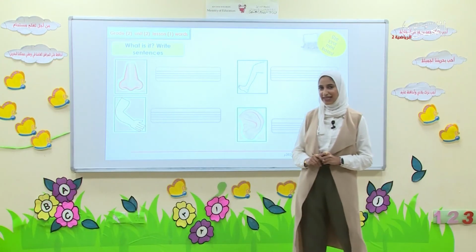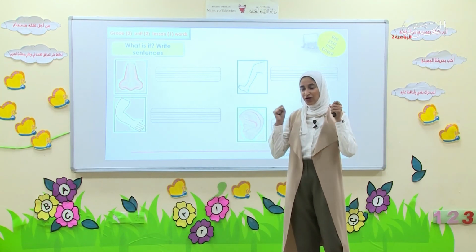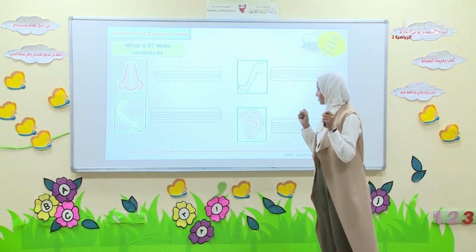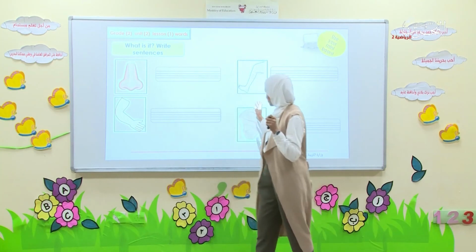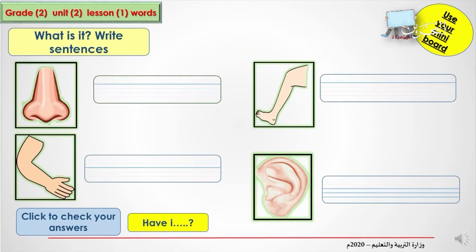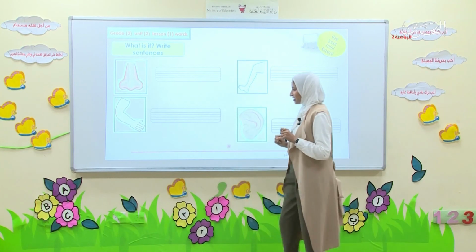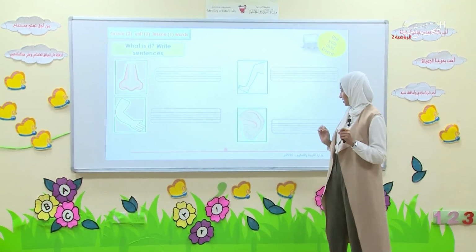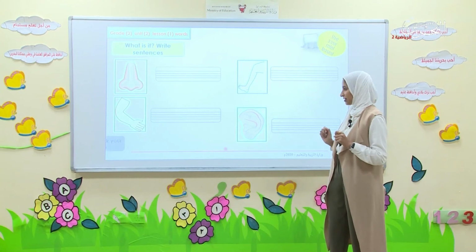This is our last activity. So using your mini board, I want you first to look at the pictures. We have 4 pictures. So you have to write 4 sentences. And you have to write them on the 4 lines correctly. Before you start writing, I want to remind you about something.